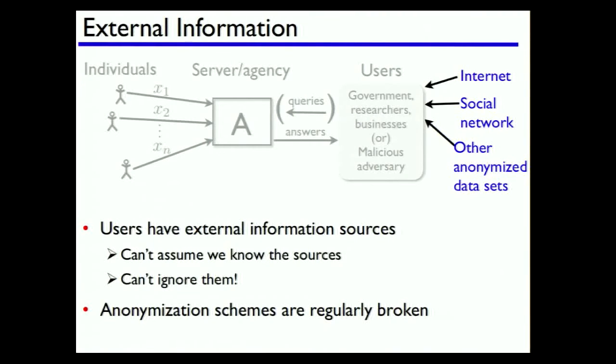All right. So what's the deal with attacks? One of the things that makes this problem hard to reason about, and quite different from the settings we're used to as cryptographers, is that there are users getting access to the information, but they themselves have access to lots of external sources of information. They could get information from the internet, from their own social networks, maybe other anonymized data sets.